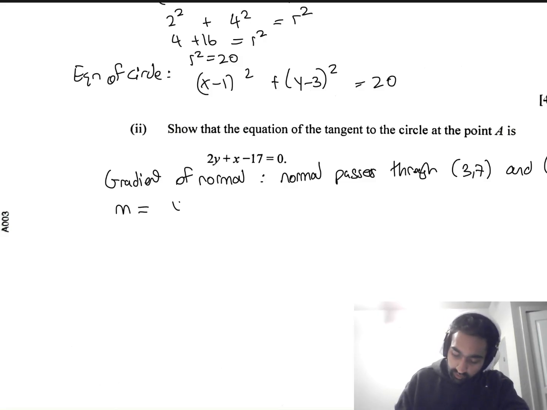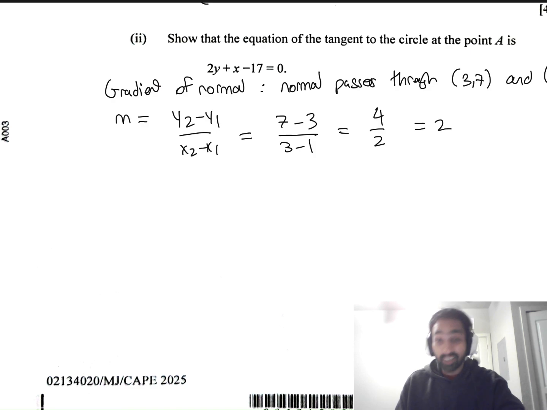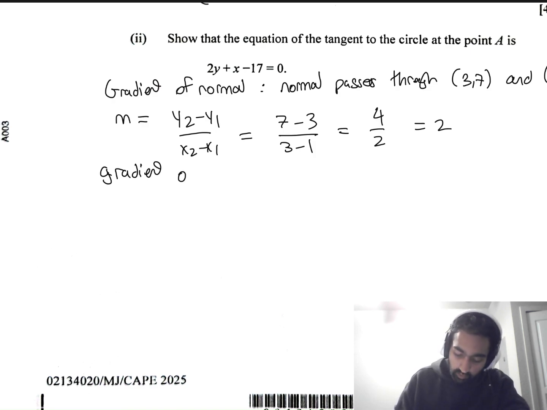So therefore, the gradient of the normal will be (y2 minus y1) over (x2 minus x1). And here I can do 7 minus 3, y2 is 7, over 3 minus 1, x2 minus x1. That's just 4 over 2, which is 2. So the gradient of the normal is 2, but then the gradient of the tangent will just be minus 1 over that. So then the gradient of the tangent is m equals minus 1 over 2.